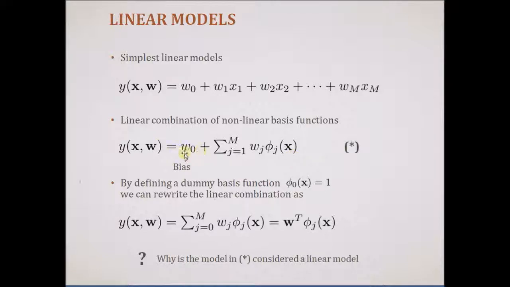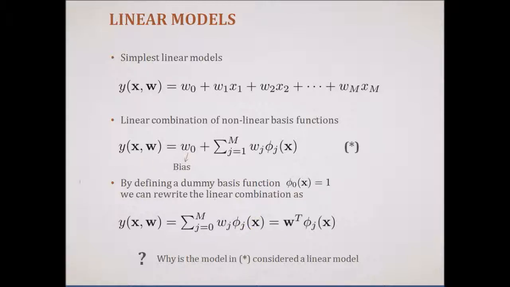And there is always an offset between y of x comma w and this linear combination, which is independent of the input features. We can include this offset, usually known as bias, into the linear combination by just introducing a dummy basis function that has value 1 for all input features. So the general linear model can be written as follows. That is, we have linear weights and the basis functions phi of x, where phi is a nonlinear feature transformation function.